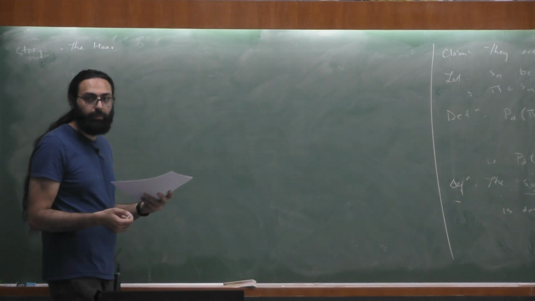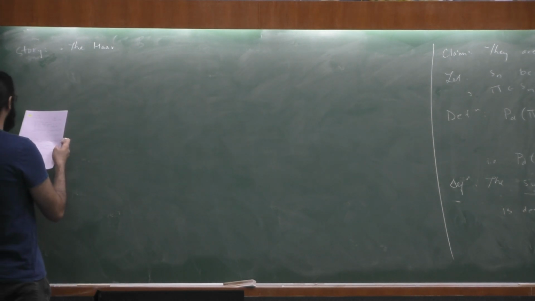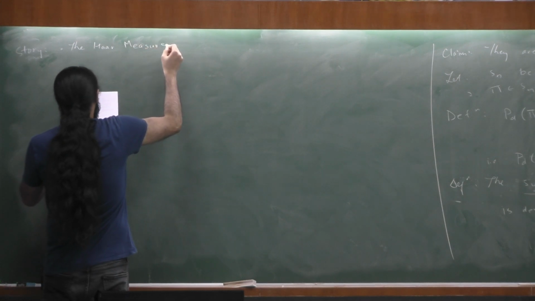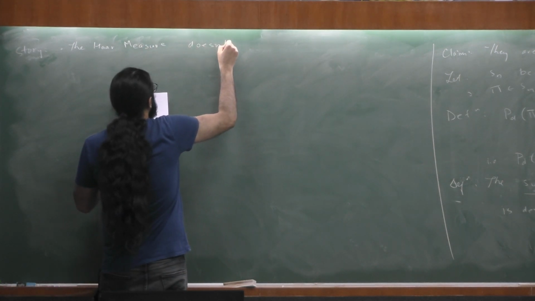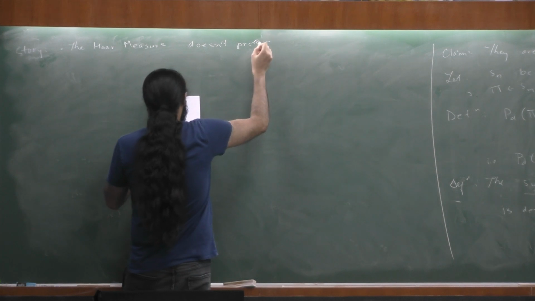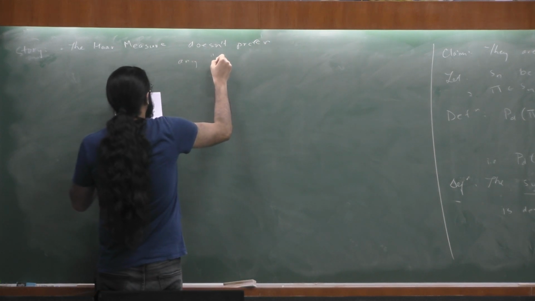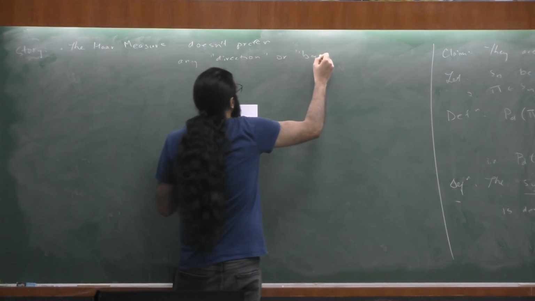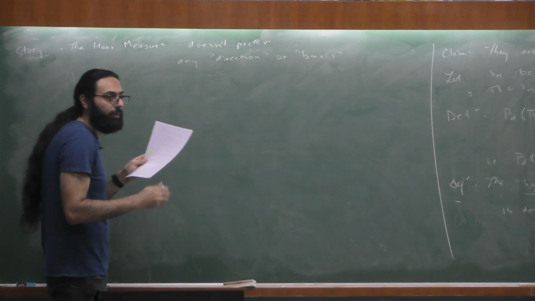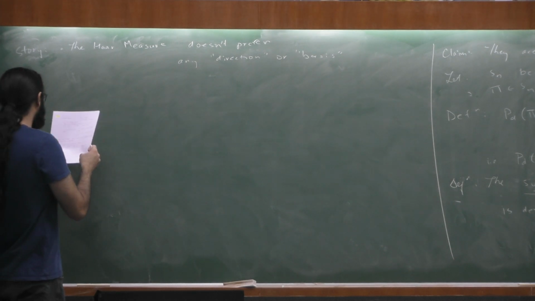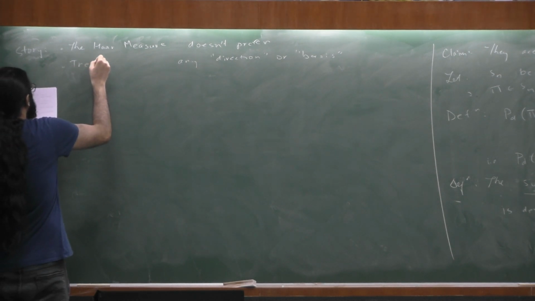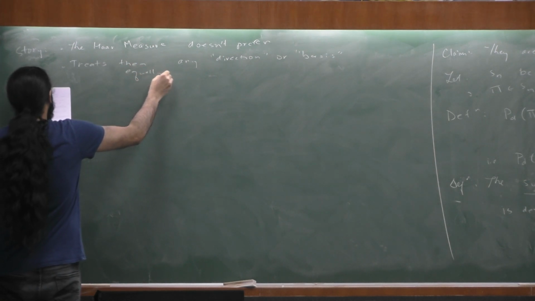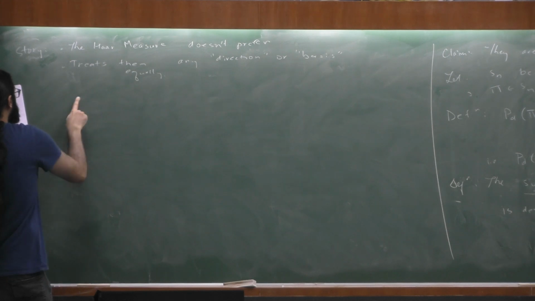Any other questions? All good? Okay, so where were we? The Haar measure doesn't prefer any direction or basis. That's sort of the intuition. So you can move things around, nothing will change. I can arbitrarily do that. So it treats them equally. It's very democratic. Well, not quite democratic, but it doesn't matter.